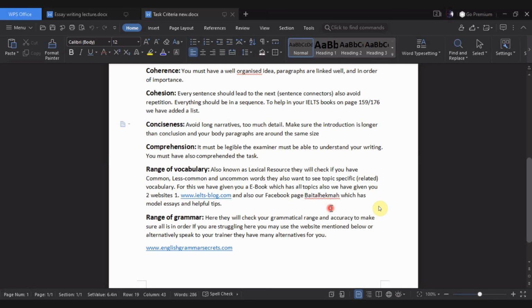Because the thing about your vocabulary in your essay is you don't really need difficult words to include. You don't need to check the dictionary, because you don't have time for that.